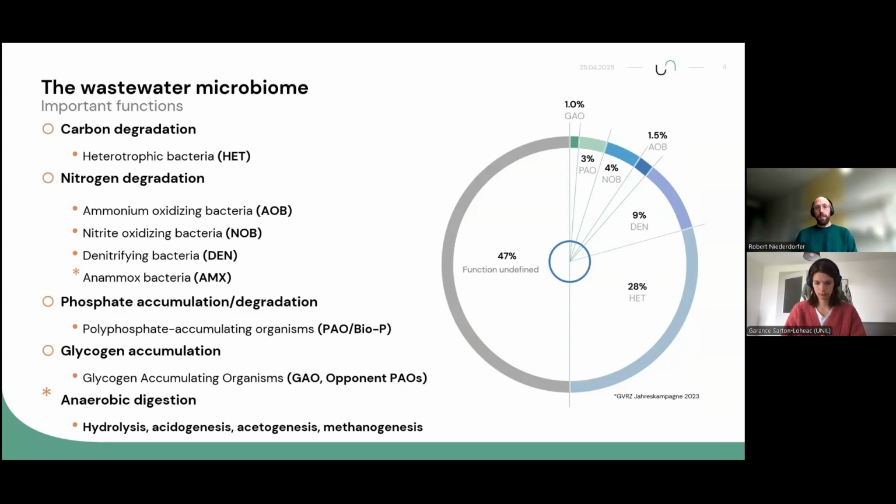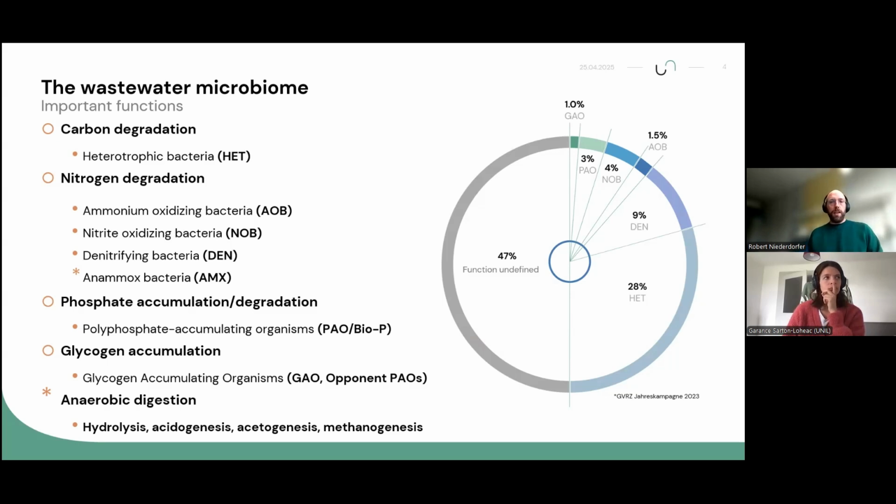There are also other bacteria that accumulate phosphate, which are called phosphate accumulating organisms, or glycogen accumulating organisms, which are, so to say, the opponents of the PAOs. So if you have them, it's maybe not so good if you want to do BioP. Or in anaerobic digestion, the whole concept is based on the degradation of certain carbon compounds to produce methane. And this can only be done by certain bacteria or archaea.